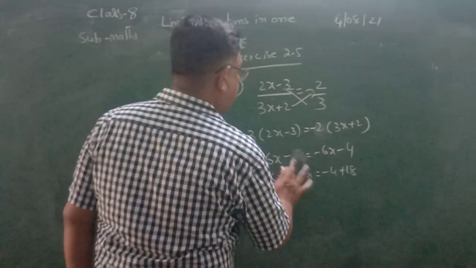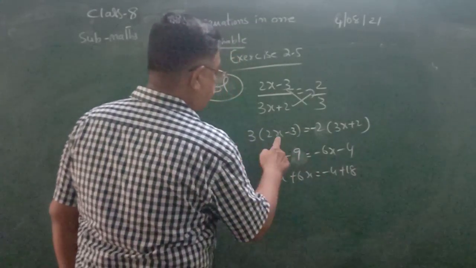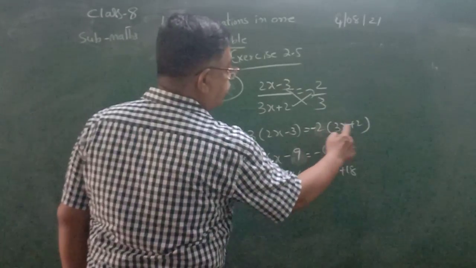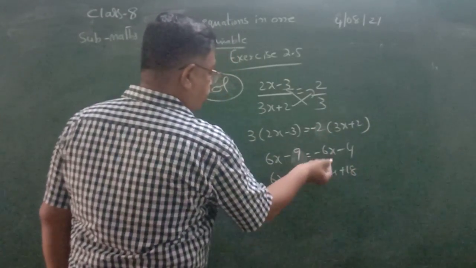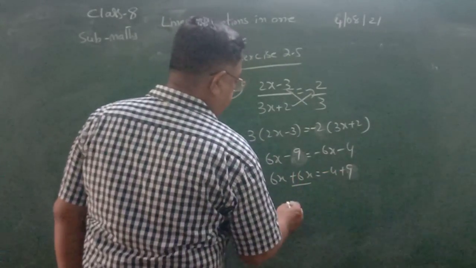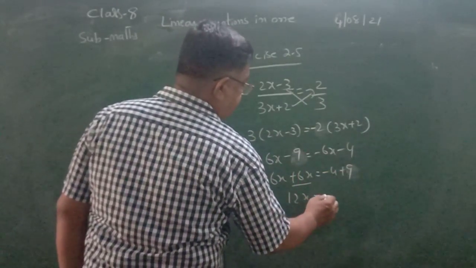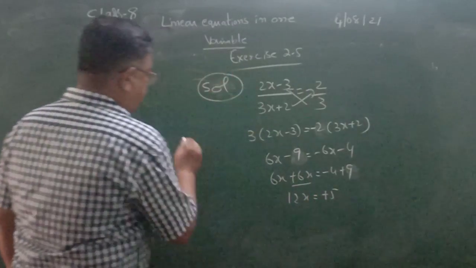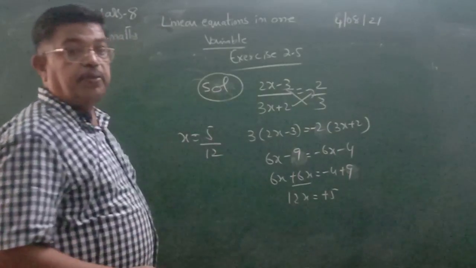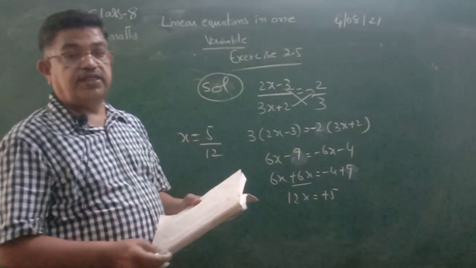Sorry, here it is 3 3s are 9. 3 2s are 6x, 3 3s are 9, minus 2 into 3x, minus 6x, minus 2 into plus 2 is minus 4. Minus 6x becomes plus 6x, minus 9 becomes plus 9. Now 12x is equal to minus 4 plus 9, it is plus 5. x is equal to 5, and transposing 12 to the other side, it becomes by 12. So the final answer is 5 by 12.